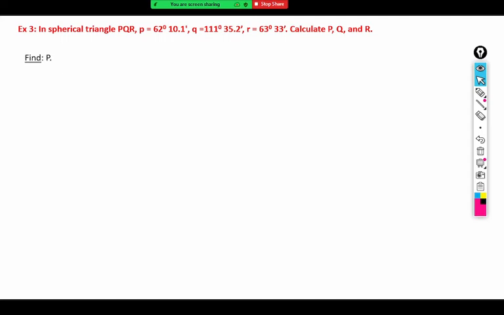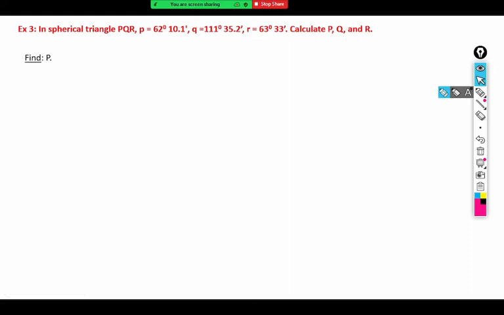Triple S, SSS, all the sides given. The question is to calculate capital P, capital Q, capital R. Remember, such a lengthy question generally does not come in the exam. In the exam, generally the question is to find one or two missing quantities. In some question papers only one angle they will tell you to find out.